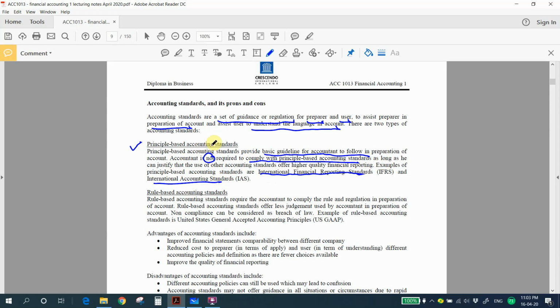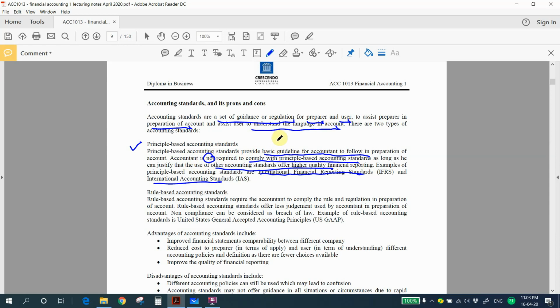For a principle-based accounting standard, you are not required to follow 100%. They are just providing you a guideline to follow in the preparation of accounts. If you think that their accounting standard is not good, are you able to choose your own? Yes, you are able to choose your own accounting standard. You can choose not to follow as long as you can justify that the use of another accounting standard offers a higher quality.